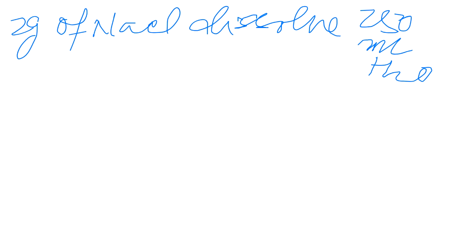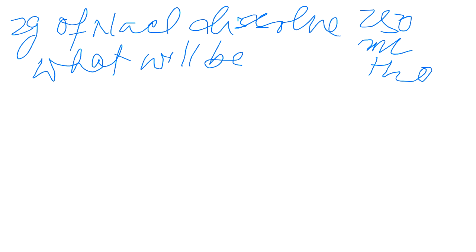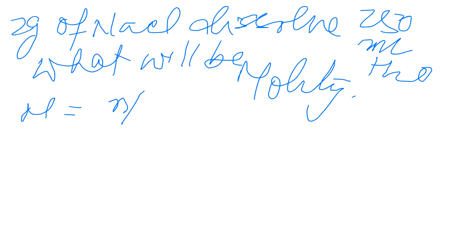Now suppose you have 2 gram of sodium chloride dissolved in 250 milliliter of water. What will be the molarity? Okay, this is a question now. So for molarity, first you write the formula, moles per liter. Now there is no mole here. So what do you do? The gram changes to moles.